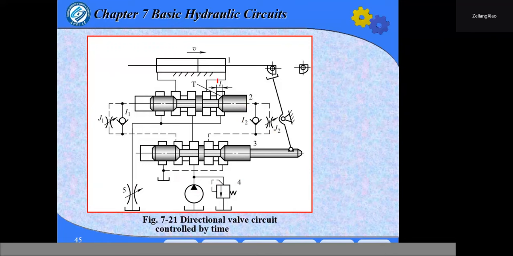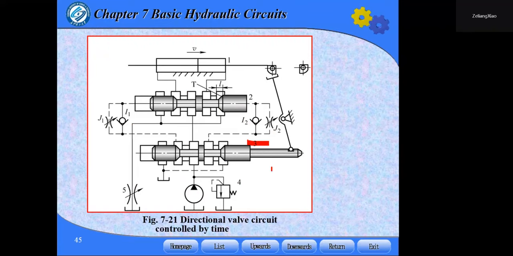The principle of this directional valve circuit: the main oil line is only controlled by the main directional valve 2. If the pilot valve 3 moves towards the left, the pressure control oil flows to the right of the main valve 2 through the check valve I2 and pushes the main valve towards the left. Then the control oil in the left chamber of the main valve 2 flows into the tank through throttle valve J1.